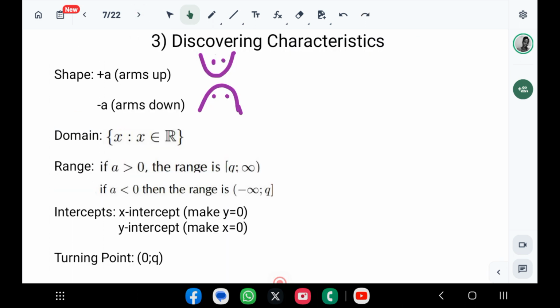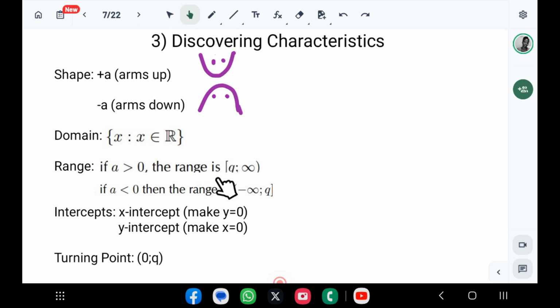Now let's look at the characteristics. Basically, your A tells you what the shape of the graph is going to be. If your A is positive, your arms look up, you have a smiley face graph. And when your A is negative, your arms look down and you have a frowny face graph. Now the domain is x is an element of real numbers. It does not change for all your quadratic functions.